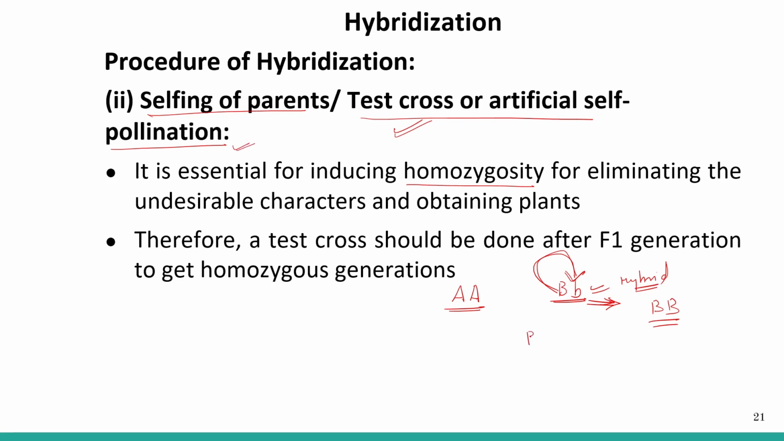Test cross means this plant, capital B, small b, will be taken and crossed with a pure recessive one, that is small b. When it is done, you will get capital B, small b and small b, 2 different types of parent, and also capital B. So in the test cross, the recessive parent is taken and this particular plant is selfed with that. It is essential for inducing the homozygosity, eliminating the undesirable characters, or obtaining the plants. Therefore, a test cross should be done after the F1 generation to get a homozygous generation.